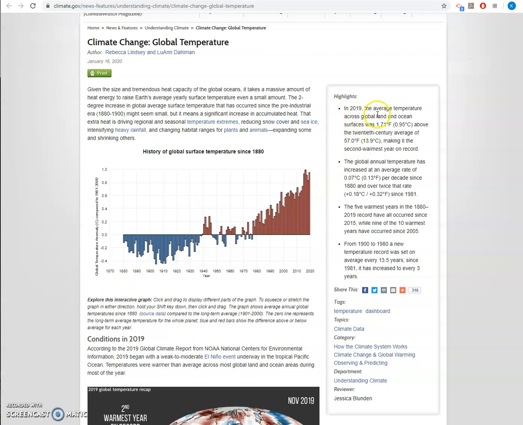In 2019, the average temperature across the global land and ocean surfaces was 1.71 degrees Fahrenheit, or almost 1 degree Celsius, above the 20th century average, that's the 1900s, of 53 degrees Fahrenheit. So the global average temperature was 53 degrees Fahrenheit all year round, okay? But it was almost 2 degrees higher in 2019. So that makes 2019 the second warmest year ever recorded by humans.